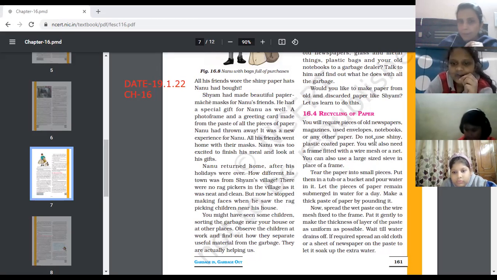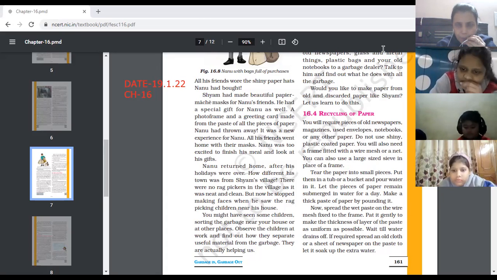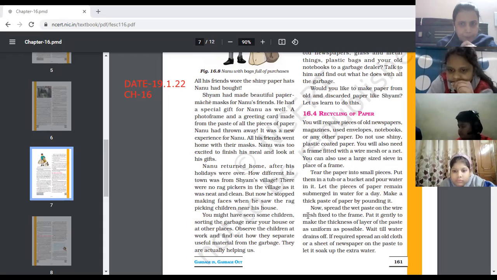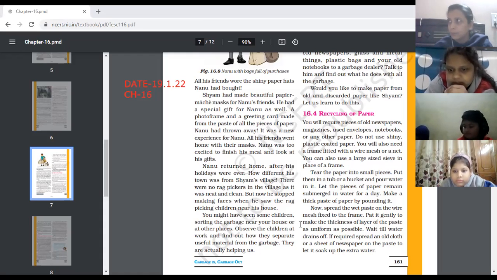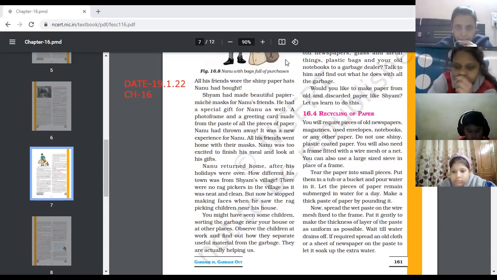Make a thick paste of paper by pounding it. Now spread the wet paste on the wire mesh fixed to the frame. Pat it gently to make the thickness of the layer of paste as uniform as possible. Wait till the water drains off. If required, spread an old cloth or a sheet of newspaper on the paste to let it soak up the extra water.